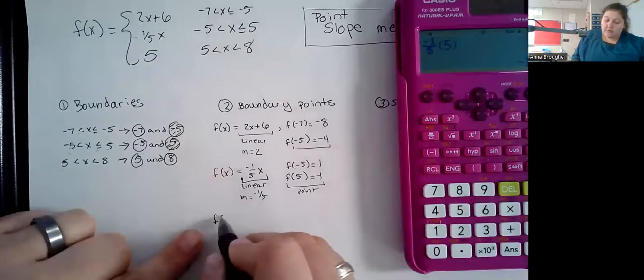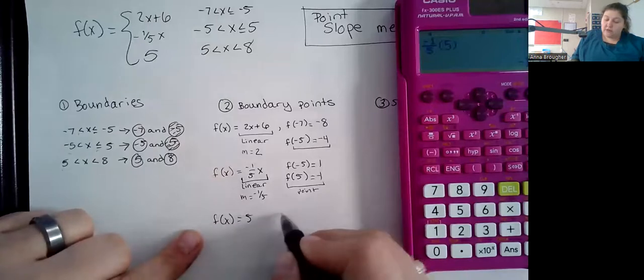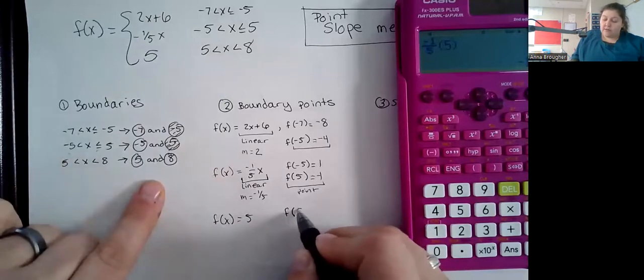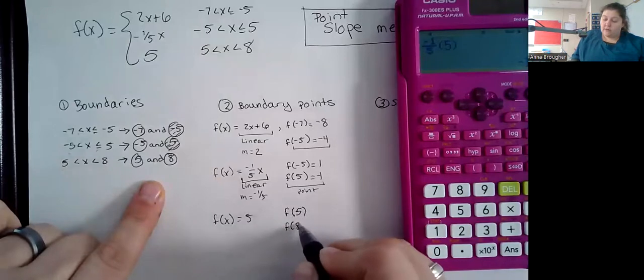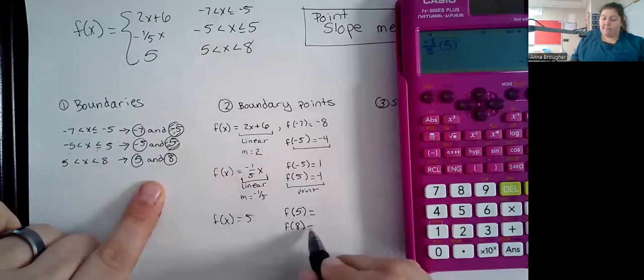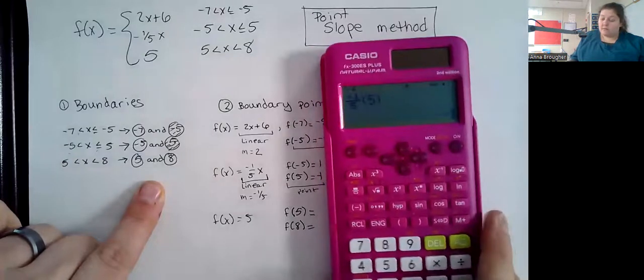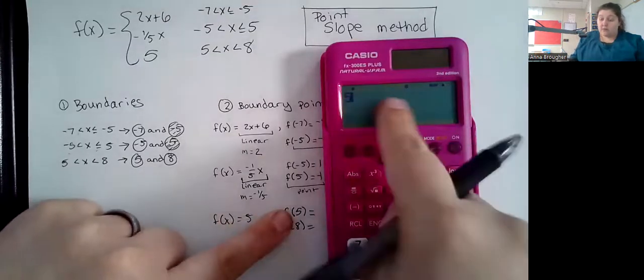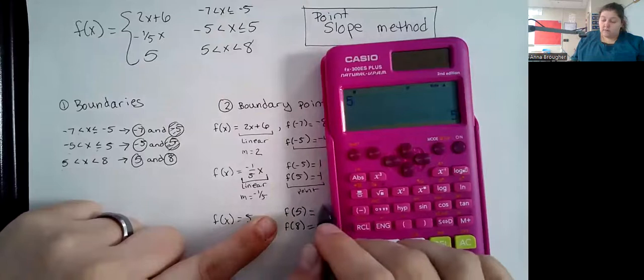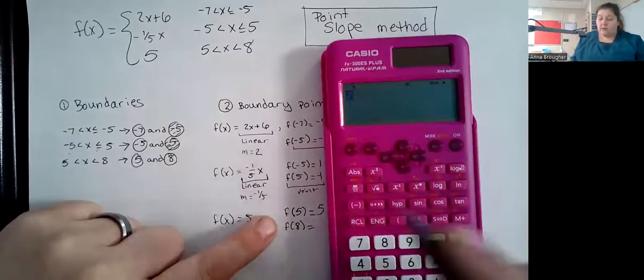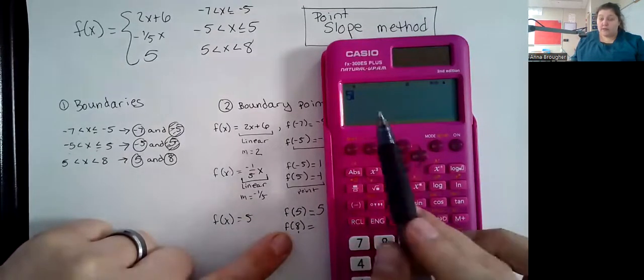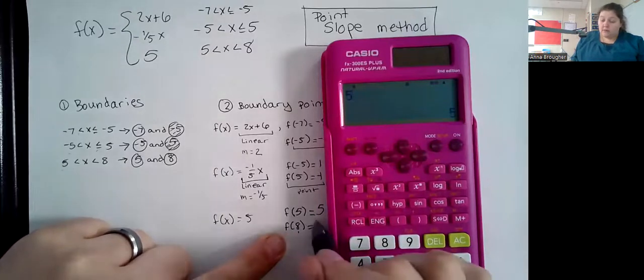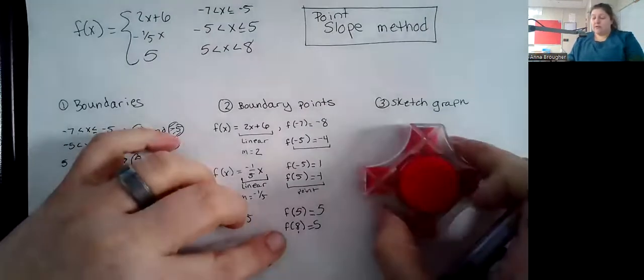Last boundary, f of x equals 5. We're going to use the boundaries 5 and 8. Setting up my calculator, 5, no parentheses, no x. So when I plug in 5, there's nothing to swap. I hit enter. Go back. Substitute parentheses, no parentheses. Hit enter. 5. Now we need to sketch our graph.